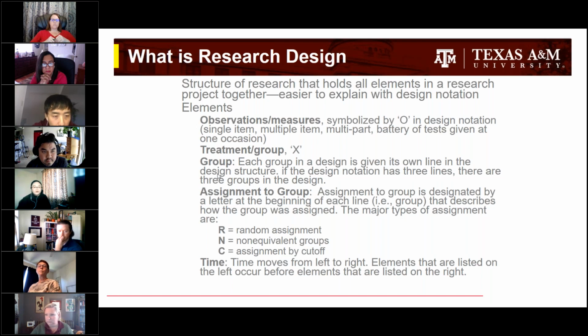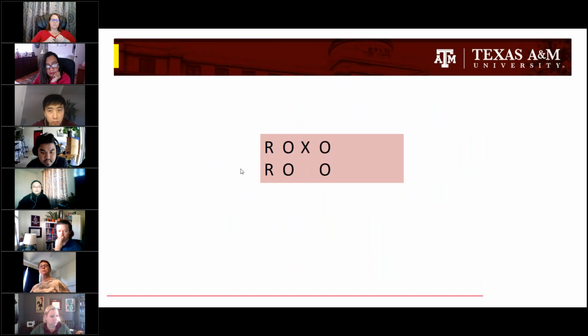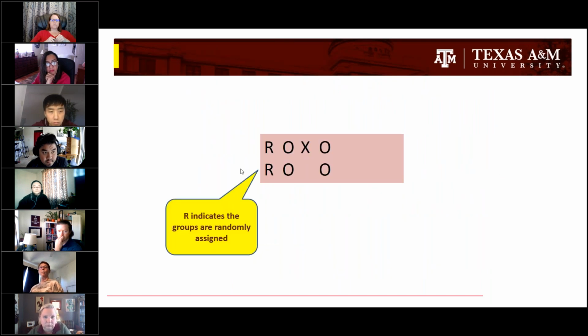And then we have assignment to groups, whether we use randomization. So here R, N, and C represent different meanings that we can see in the next slide. So here, R means participants were randomly assigned to the treatment and the control group.